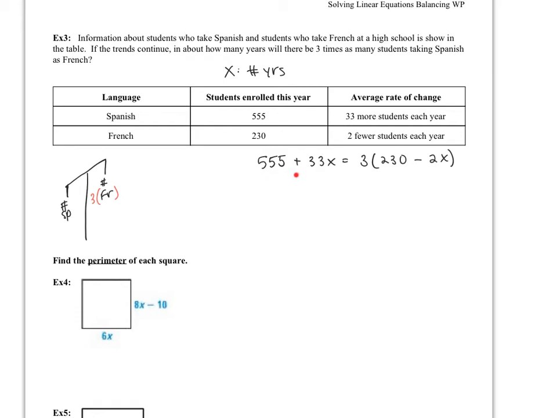So my number of Spanish students, where x is going to represent the number of years, would be 555, the current amount, plus 33 each year because it's increasing by 33. And I'm looking to see when that will be equal to 3 times the number of French students, which is currently 230, but going down by 2 each year. So this is the equation that you're going to solve.